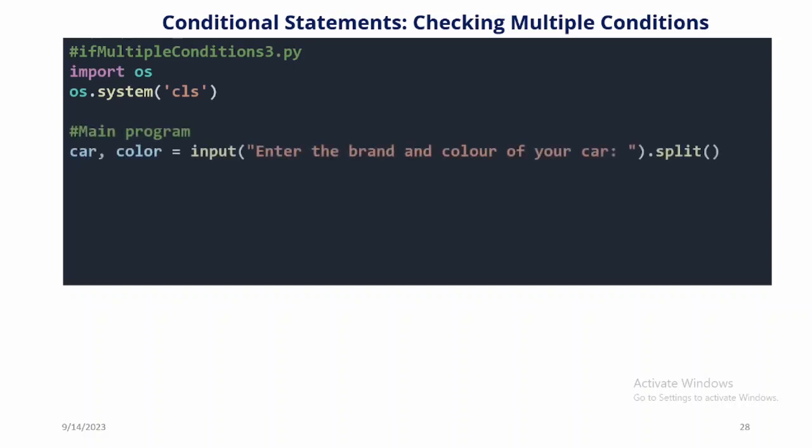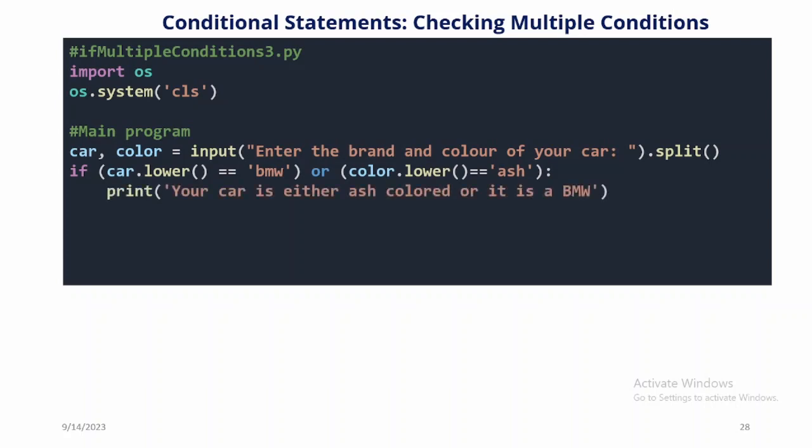Now let's continue by checking other multiple conditions, especially string conditions. So we'll call it multiple conditions 3. Car, color, input, enter the brand and color of your car, dot split. If car.lower equal to BMW or car.lower equal to ash, print "your car is either ash colored or it is a BMW." So if either one of them is true, the whole condition is true. Either you enter BMW or you enter ash, the condition will be true.